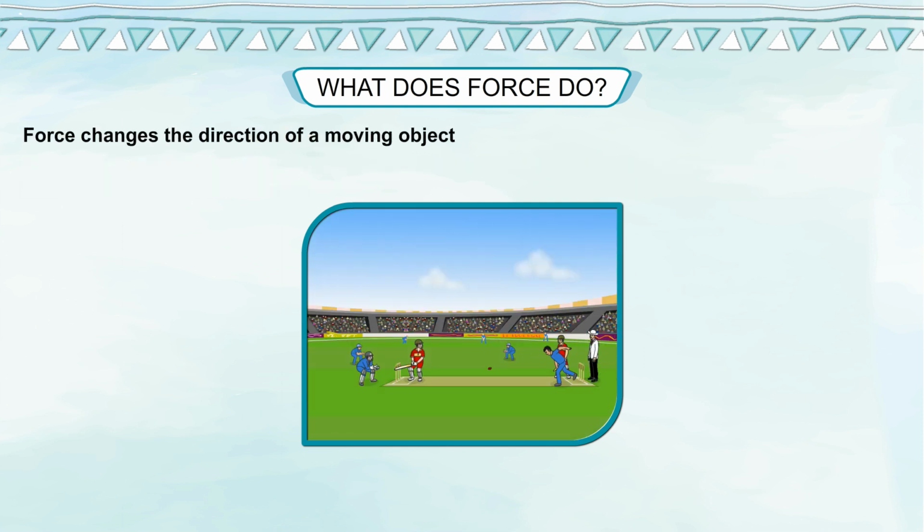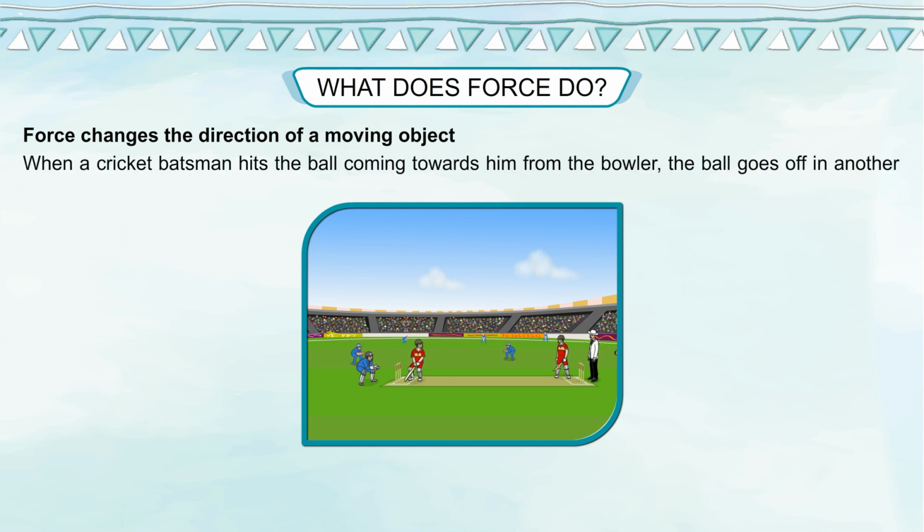Force changes the direction of a moving object. When a cricket batsman hits the ball coming towards him from the bowler, the ball goes off in another direction. Force can change the direction of a moving object.